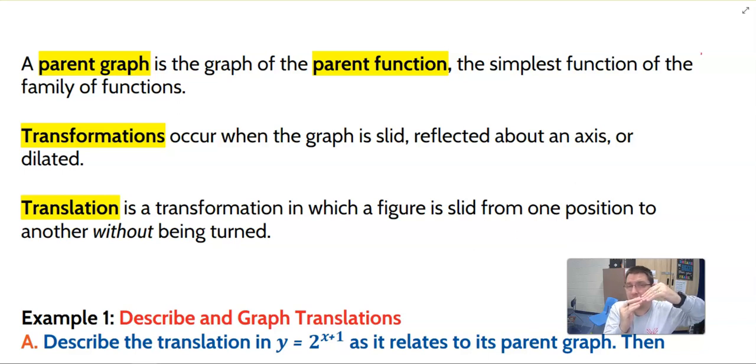But that line can be translated up or down. It can translate left or right. It can be dilated so that the slope becomes steeper or less steep. It can be reflected so that it has a negative slope. And we're going to look at those transformations for exponentials.